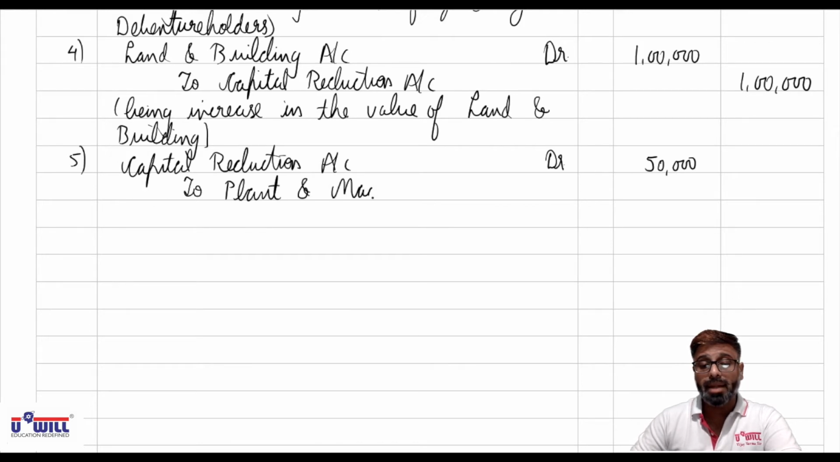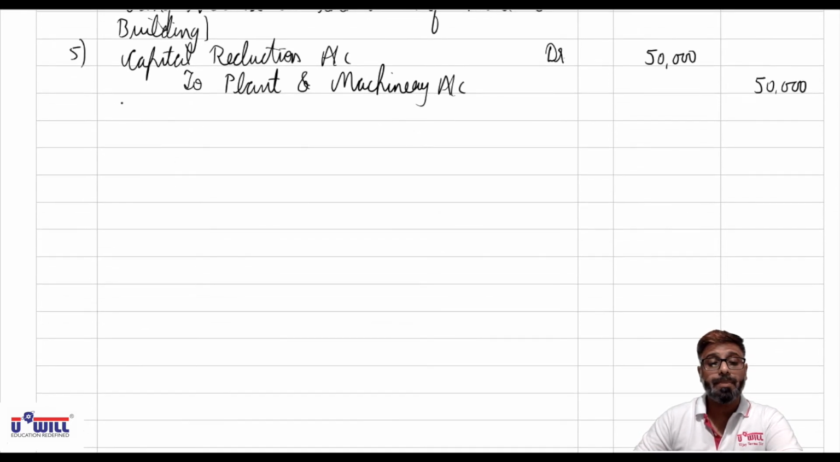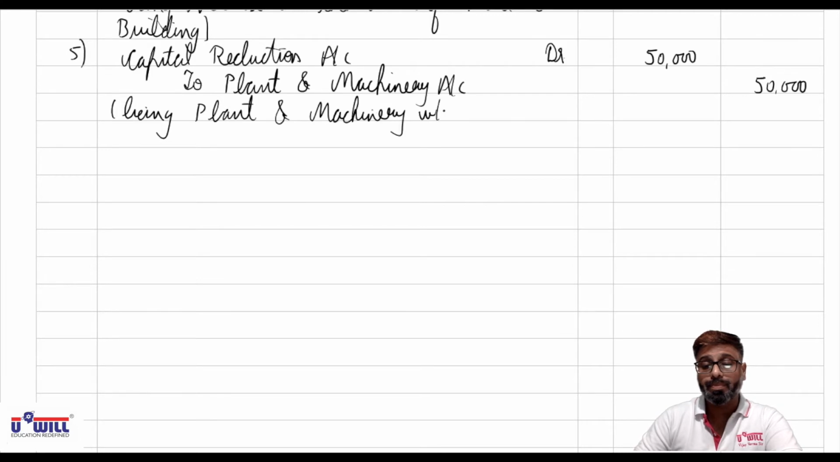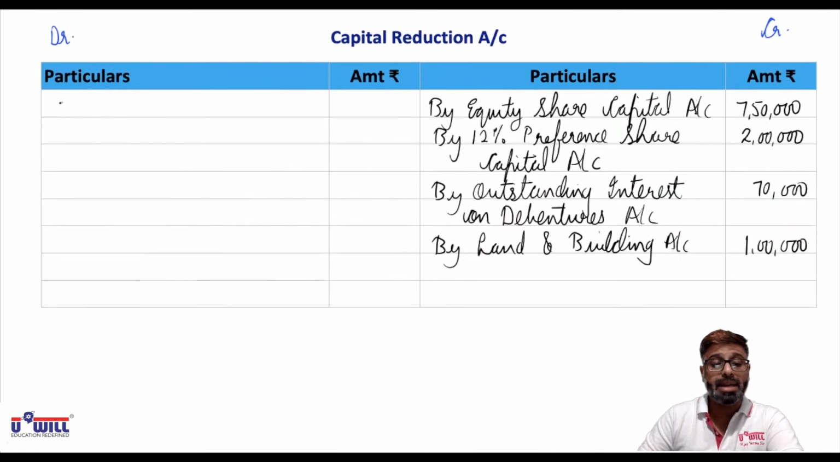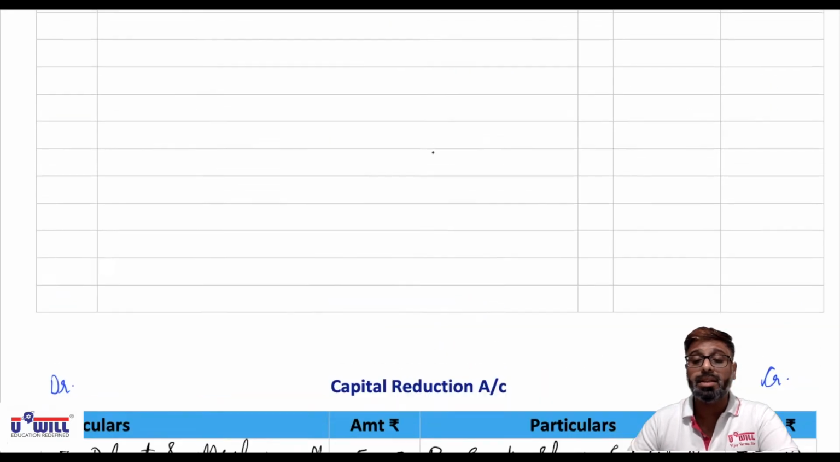So to plant and machinery account 50,000, being plant and machinery written off. Now capital reduction account debit. So in capital reduction account we'll write on debit side to plant and machinery account 50,000.